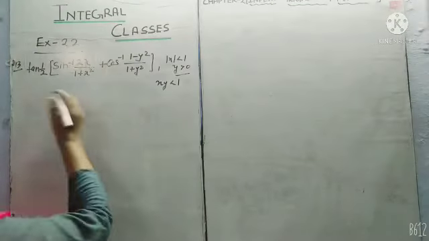Now student, if we transport cos inverse x to the other side, then it will use one of the properties which I have taught: sin inverse x plus cos inverse x equals pi by 2. So pi by 2 minus cos inverse x will become sin inverse x. So the sin inverse cancel each other, then we will get x equals 1 by 5.